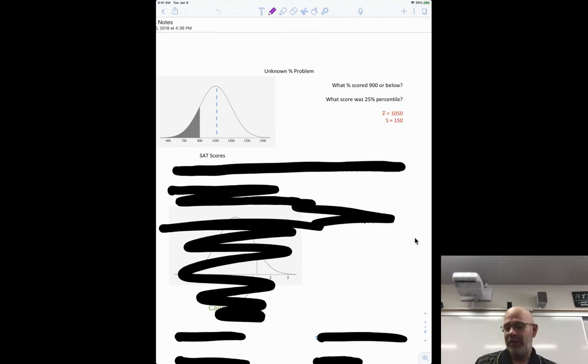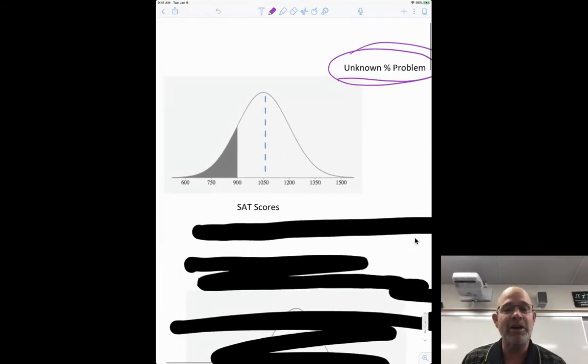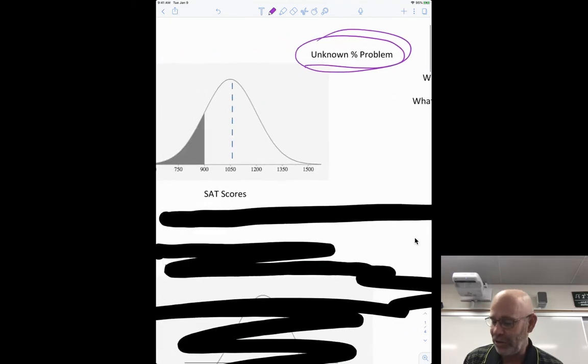So this is what's called an unknown percent problem. If you look there, we want to know what percent of the data is underneath or to the left or to the right or in between two numbers on a normal curve. So this is just a pretty rough normal curve. Sorry, it's kind of small, I know. That has a mean of 1,050. My information's over here, and a standard deviation of 150.